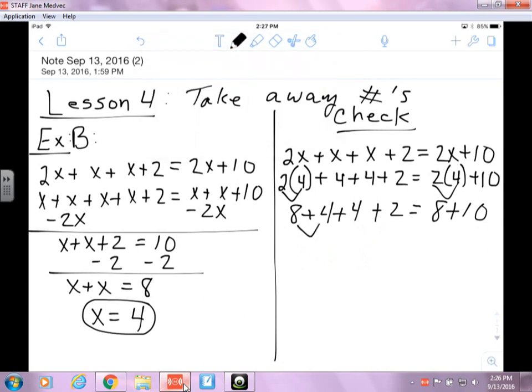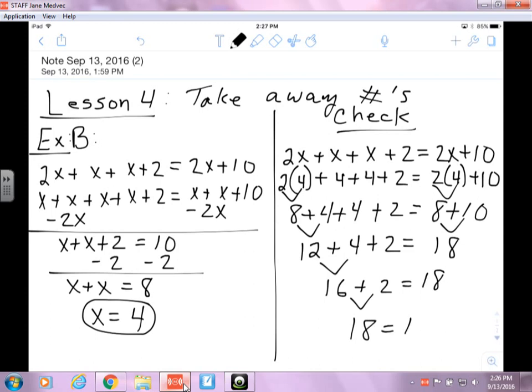So I'm going to add from left to right. So 8 plus 4 is 12. And then I can go ahead on my other side of the equation, get 18. And then 4 plus 12, or 12 plus 4 is 16, yes, equals 18. And I get 18 equals 18. And I'm good. Okay? Are there any questions? Is there something that you don't understand?